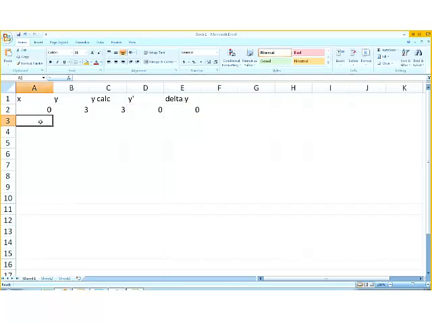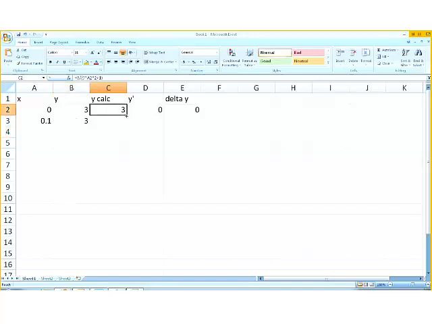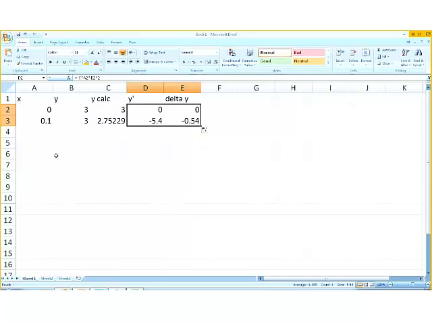And delta y is just equal to y prime times delta x, which in this case is 0.1. And then we set the next value of x to just be the old value of x plus delta x, which is A2 plus 0.1. The new value of y is equal to the old value of y plus delta y, which is right here, the previous step. This should just copy over. This and these two should copy over as well. Okay.